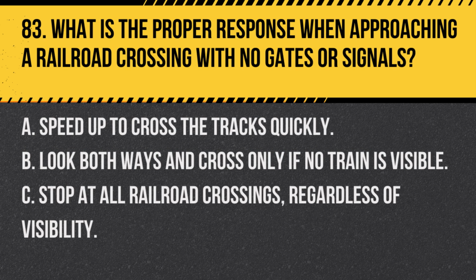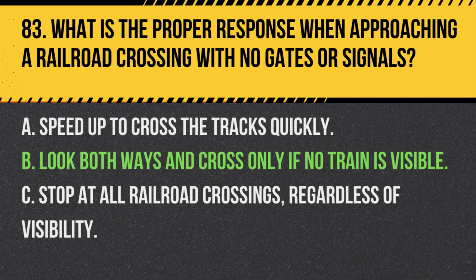Question 83. What is the proper response when approaching a railroad crossing with no gates or signals? A. Speed up to cross the tracks quickly. B. Look both ways and cross only if no train is visible. C. Stop at all railroad crossings, regardless of visibility.